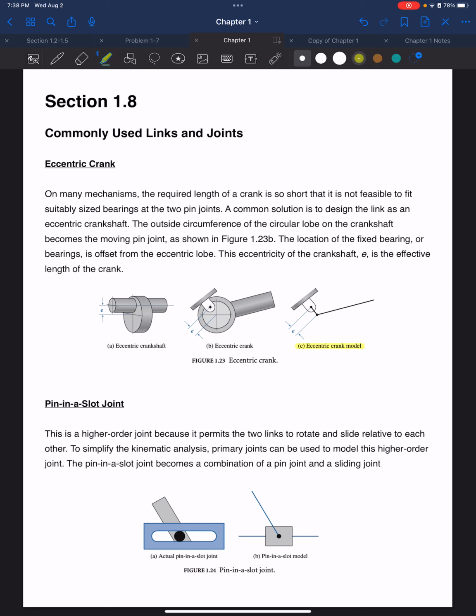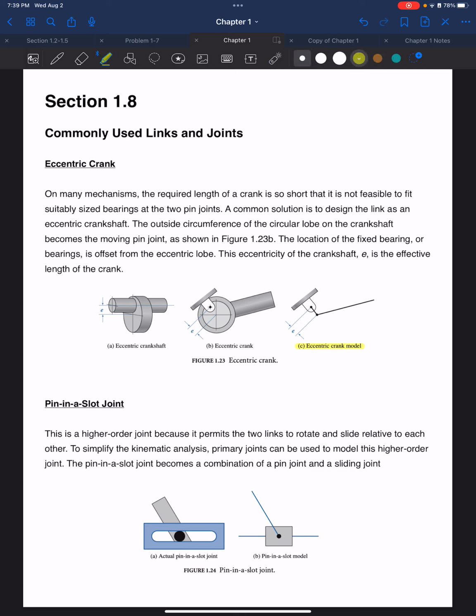We can see how that would look when we drew it in a kinematic diagram. And this model is something we've seen before. We just have to know that if we're looking at something like this or like this, then we need to draw it like that. And then its motion will look something like that.